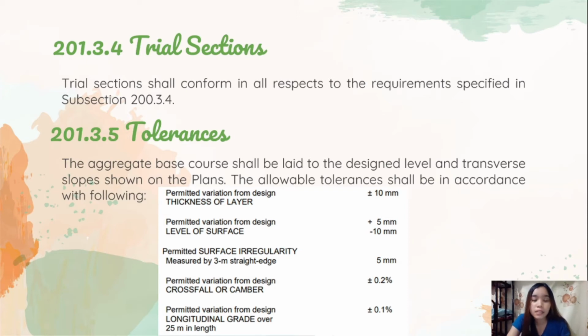The next is the tolerances. So the aggregate base course shall be laid to the design level and transverse slope shown in the plans. The allowable tolerances shall be in accordance with the following. So permitted variation from design, the thickness of layer is plus minus 10 mm, and permitted variation from design level of surface is plus 5 mm and minus 10 mm. So that's 10 here for the allowable tolerances.